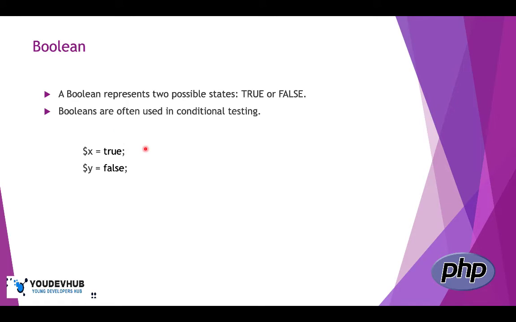Now we have the boolean. The boolean represents two possible states, true or false. Booleans are often used in conditional testing. For boolean, they don't really store much information except for the values true and false. Conditional testing are statements that come with if and else. So you say if that is true, but if it's false, it echoes out that is false.